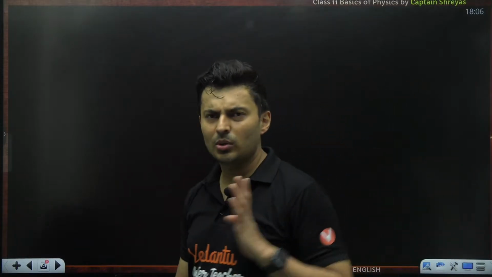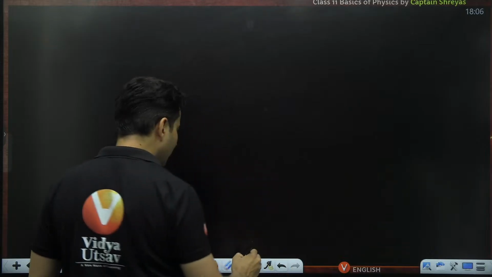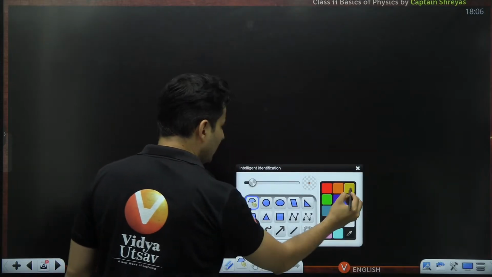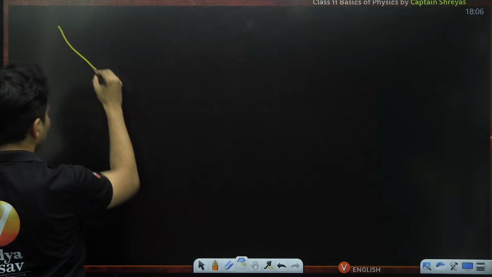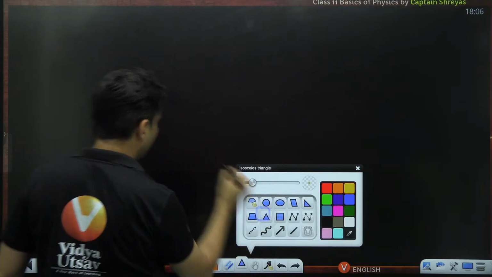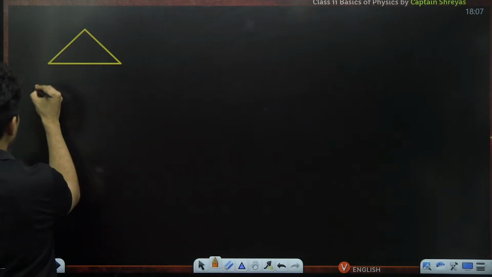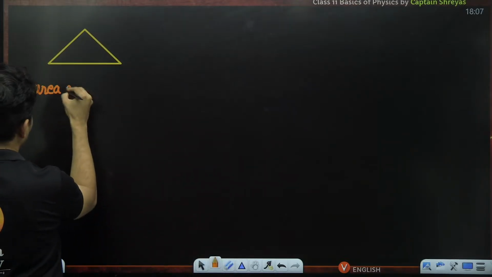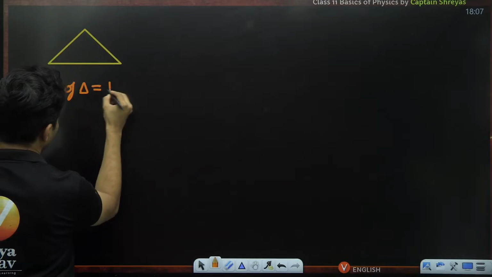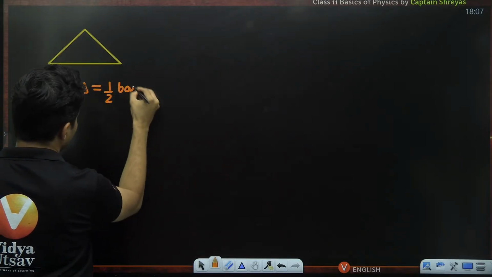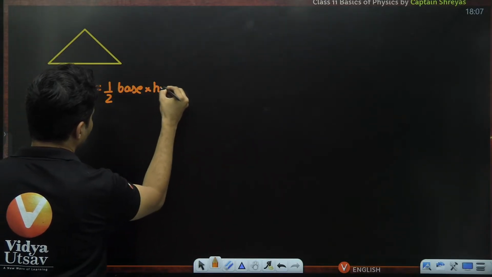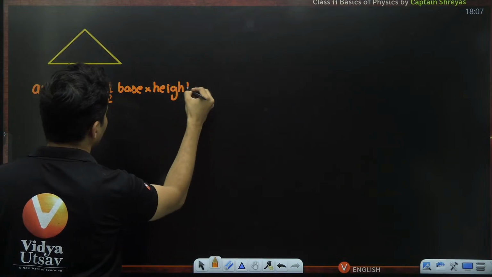Okay. Now, when we talk about areas, for normal geometries, we know how to calculate the areas. For example, say the diagram is a triangle. Then the area of a triangle we know is half base multiplied by the height. We know this standard form.